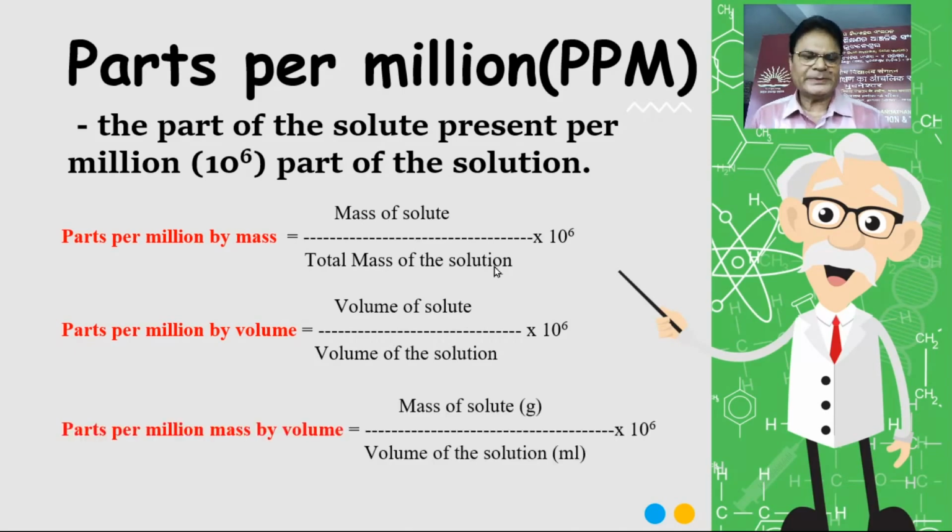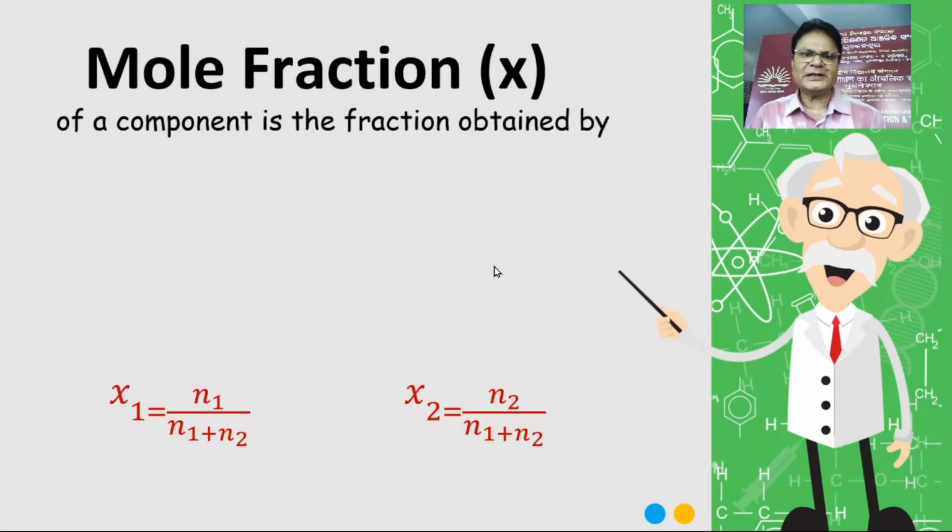We can also express parts per million as mass by volume. The formula will be mass of solute in gram divided by volume of the solution in ml into 10 to the power of 6. Mole fraction is represented by X.